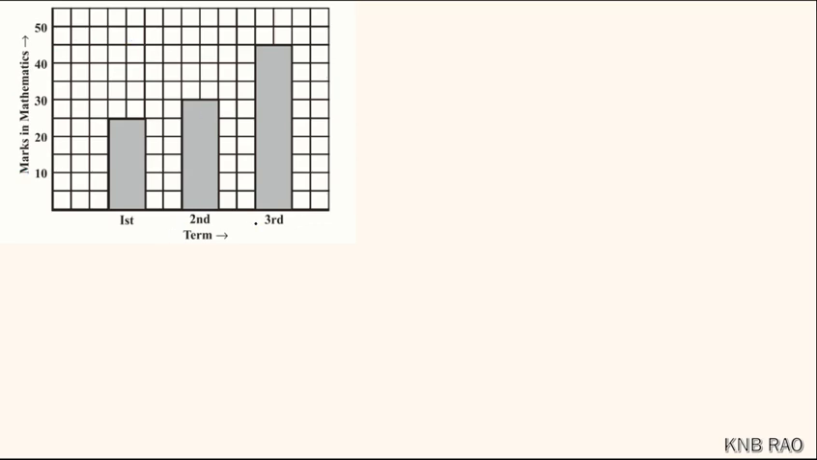in various exams given. First term, someone has got 25, maybe of one person's. In the second term, that same person has got 30 marks. In the third term, the same person has got 45 marks. You could read this and it represents marks of one person in 3 different terms. So, this is a bar graph. You could see the width of the bars is the same and the gap between them is the same.